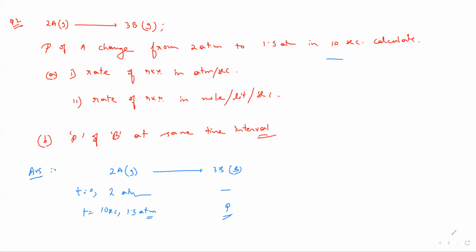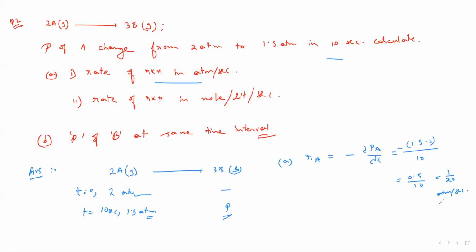Okay, clear? Now in this case, how can you find rate of reaction in atm per second? Rate of A equals change in pressure by change in time. Change in pressure is 1.5 minus 2, change in time is 10 seconds. So can I write 0.5 by 10? That means 1 by 20 atm per second.